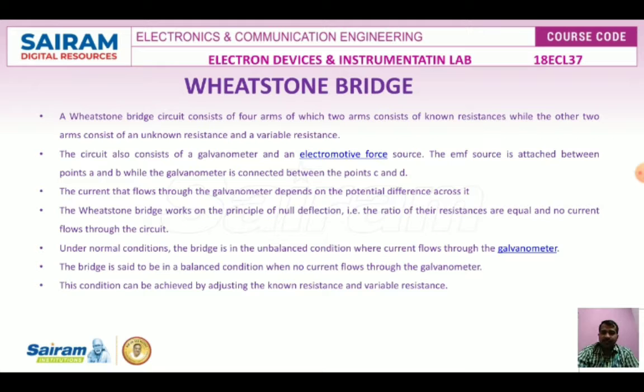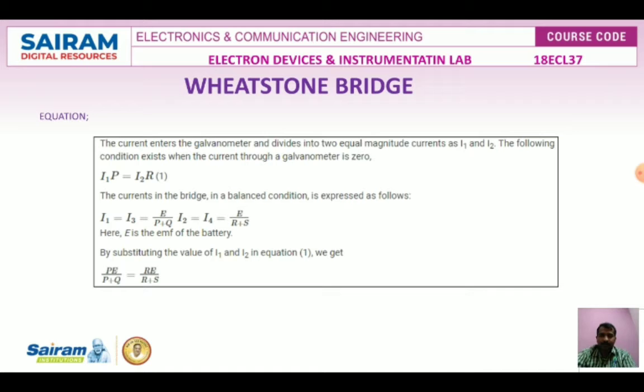The Wheatstone bridge works on the principle of null deflection, that is, the ratio of their resistances are equal and no current flows through the galvanometer. Under normal conditions, the bridge is in an unbalanced condition where current flows through the galvanometer. The bridge is said to be in balanced condition when no current flows through the galvanometer. This condition can be achieved by adjusting the known resistance and variable resistance. This is the equation of the Wheatstone bridge.